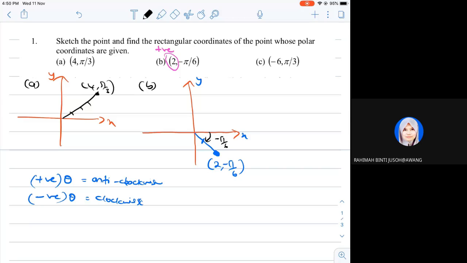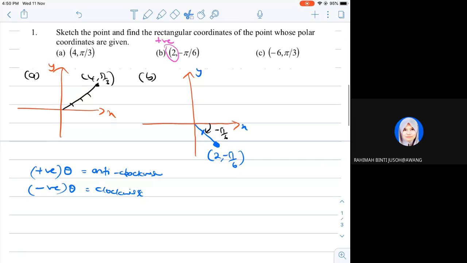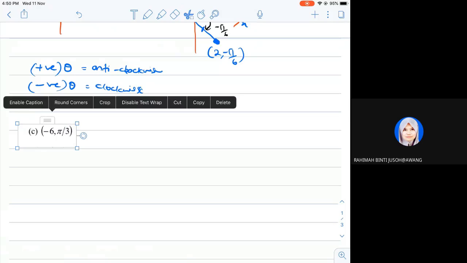Now here, this question. How about C? Question C.